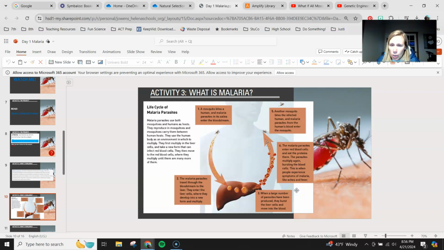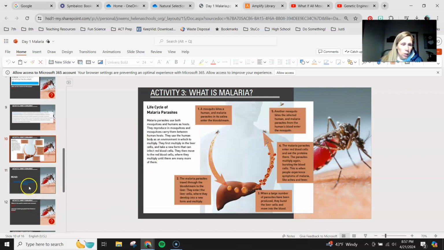The malaria parasites enter red blood cells and eat the proteins there. The parasites multiply again, bursting the red blood cells. This is when people experience symptoms of malaria like aches and fever. So they don't actually get sick with it just in their liver. It has to multiply enough to enter their bloodstream. And then finally, another mosquito bites the infected human, and the malaria parasites from the human's blood enter the mosquito, and then the cycle just keeps repeating. So that's why it's so hard, it's a little bug. You can't necessarily pay attention when it's biting you or not.